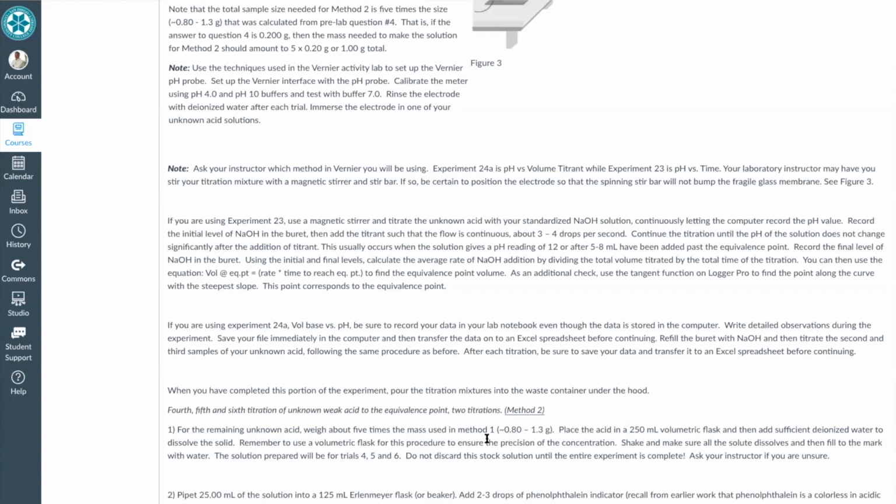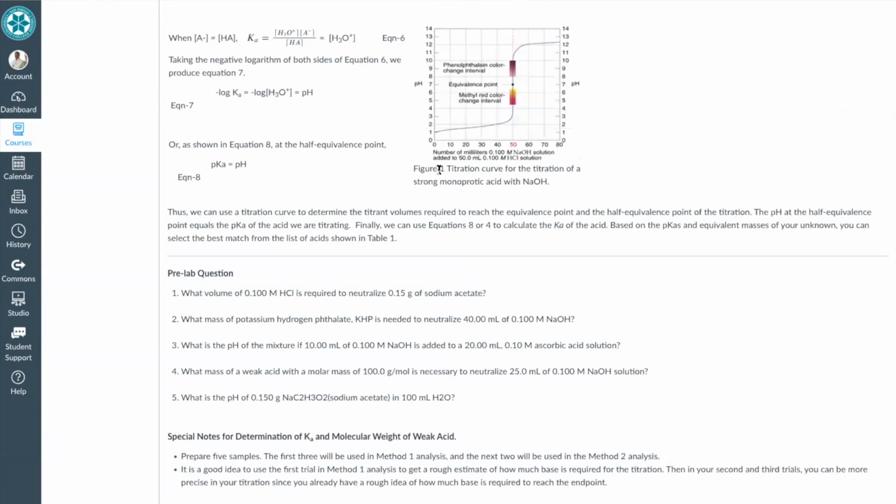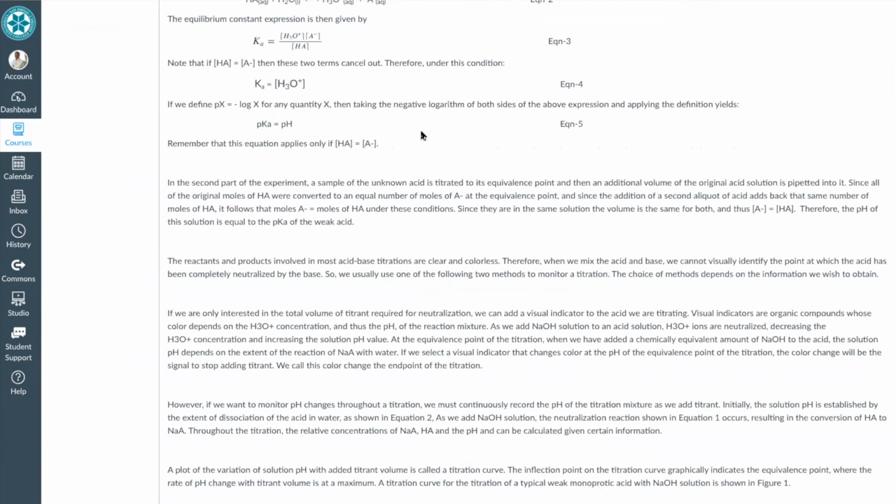And based on the two methods, they should somewhat agree with each other, okay? And then you consolidate those data to determine the identity of your unknown. So that's the background information. Let me give you some information on this particular experiment.